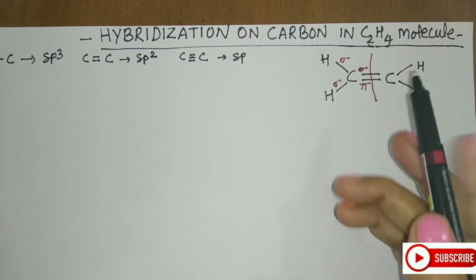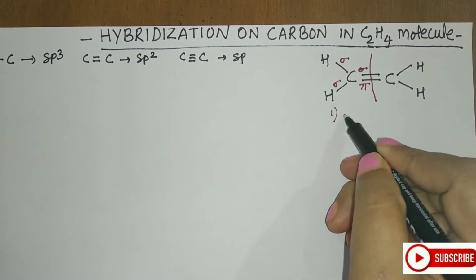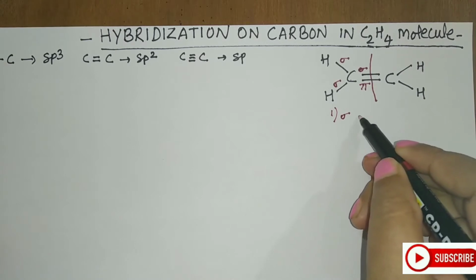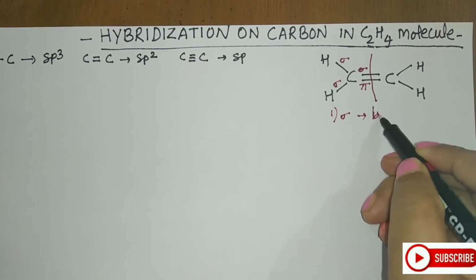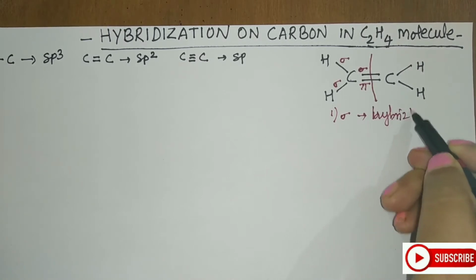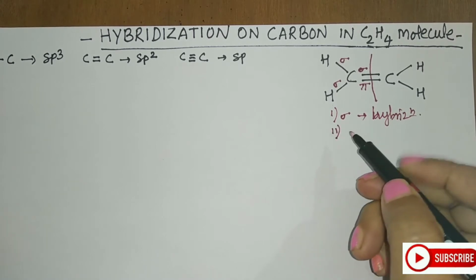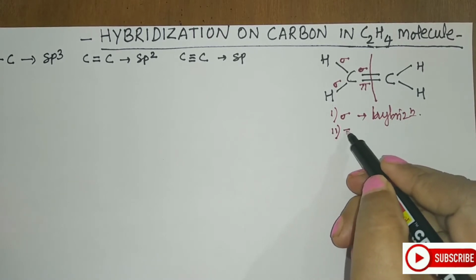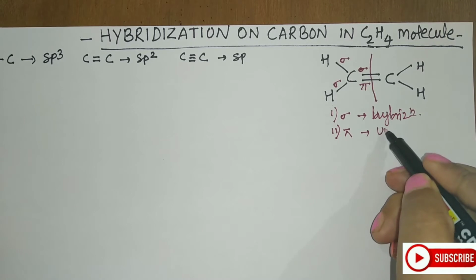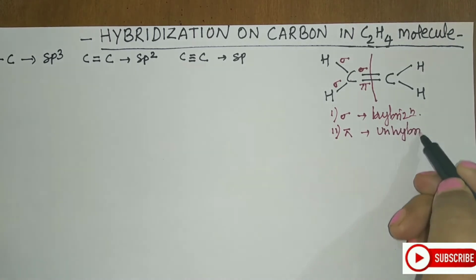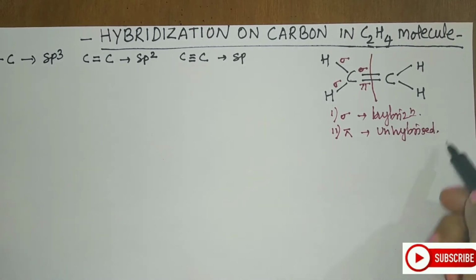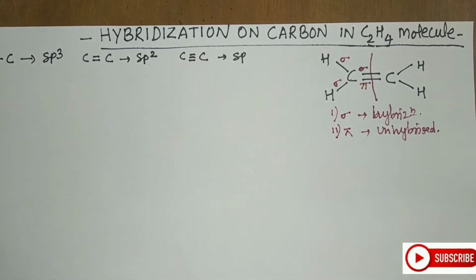Now students, a very important thing: those orbitals which are involved in the sigma bond will undergo hybridization. And those particular orbitals which will be involved in the pi bond formation should remain unhybridized. So let us take those concepts and go for the hybridization.